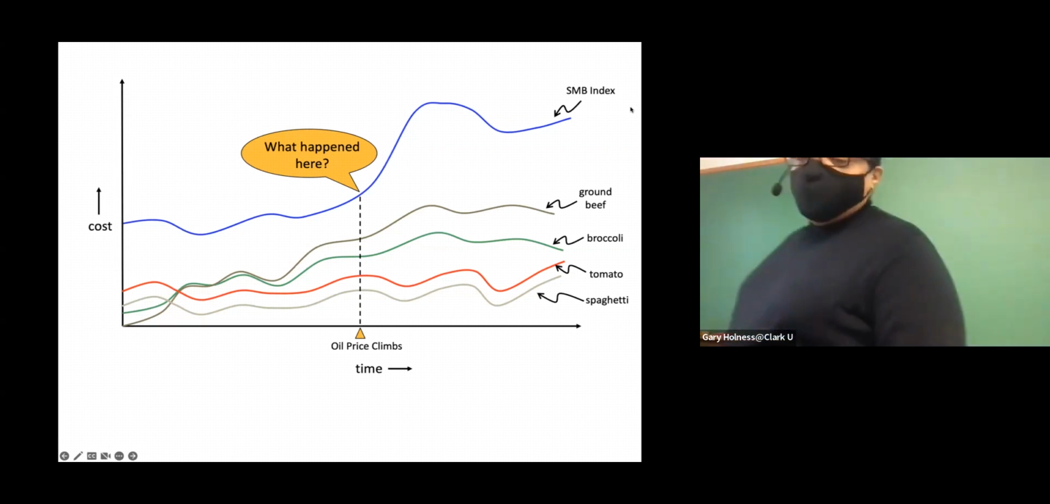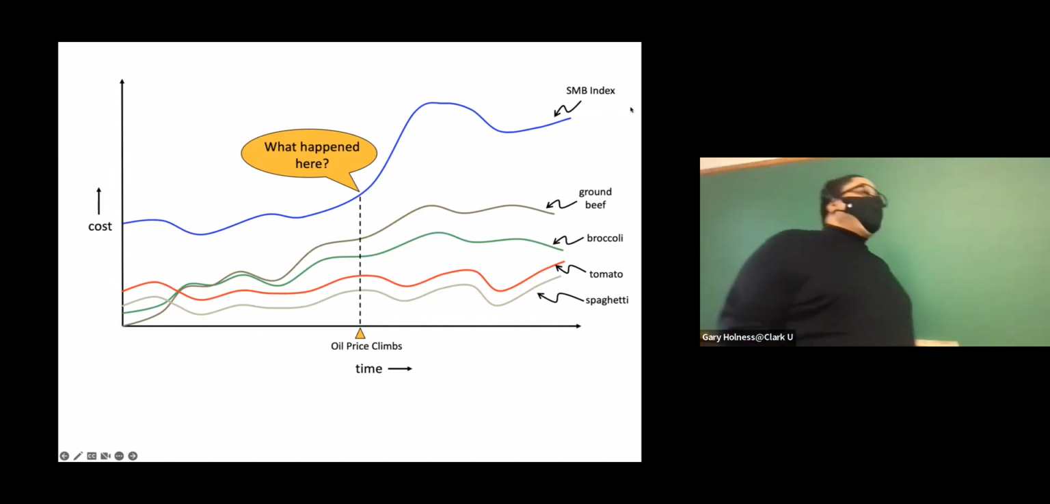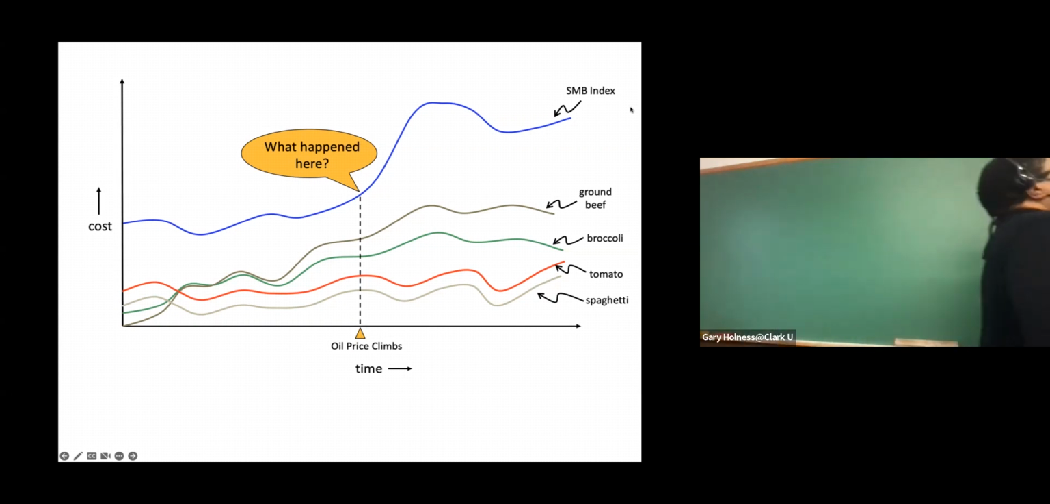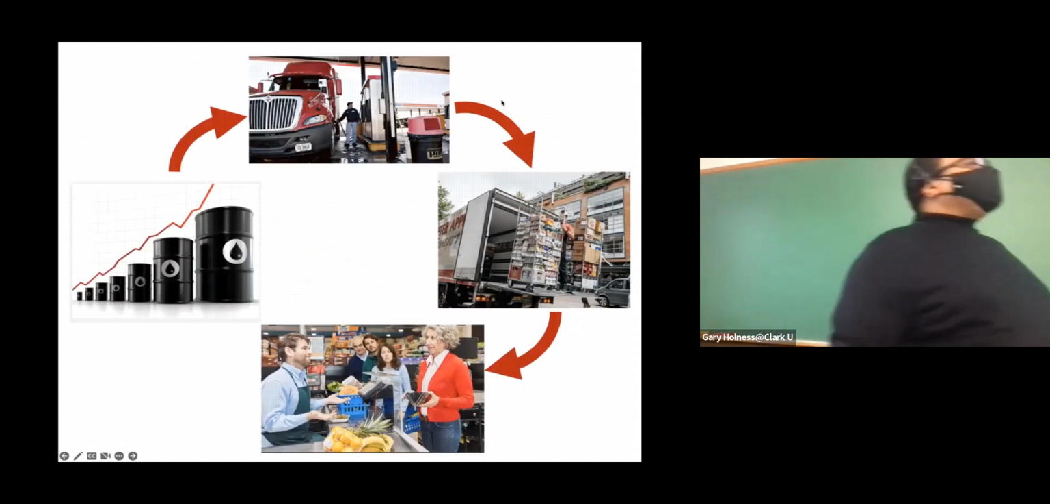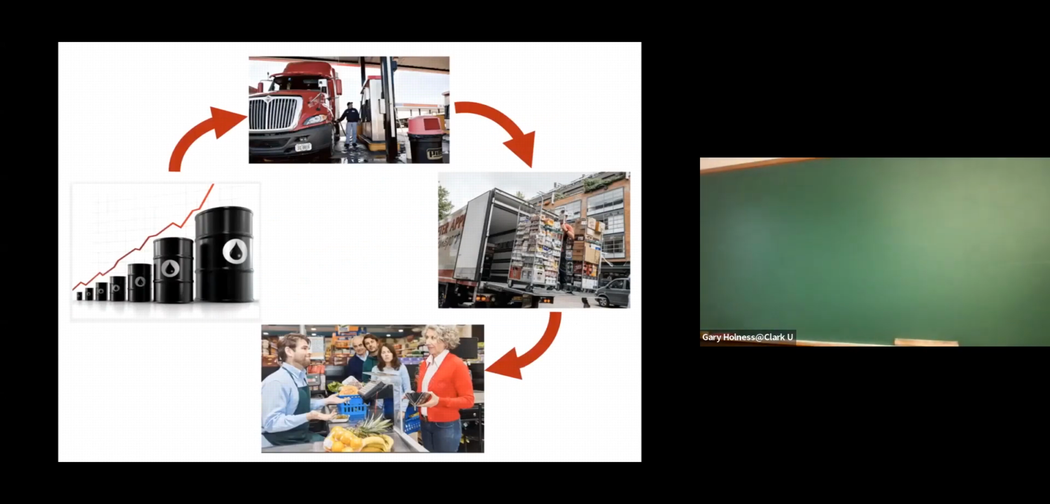And so in this example, we said the oil price climbs, and we asked ourselves, what does oil have to do with spaghetti and meatballs? And one of your colleagues in the class, when I asked that, said, well, an increase in oil corresponds to an increase in gasoline. And we talked about this supply chain. One of the derivatives of oil is diesel fuel.